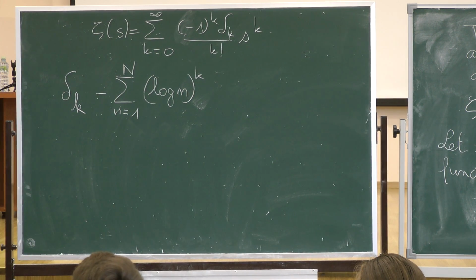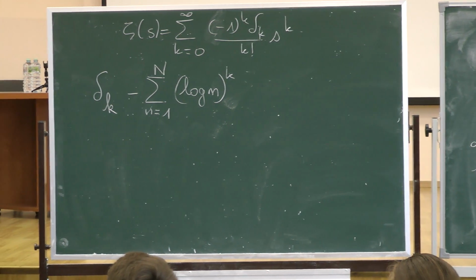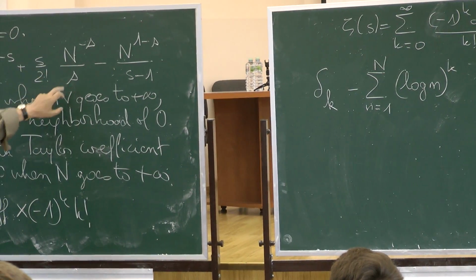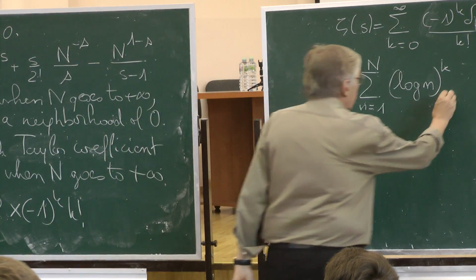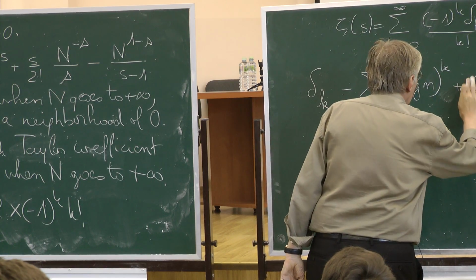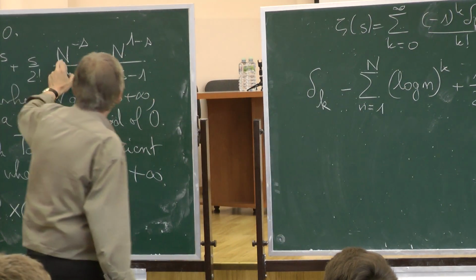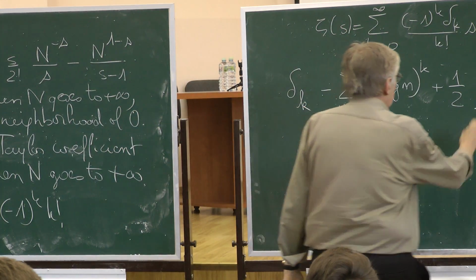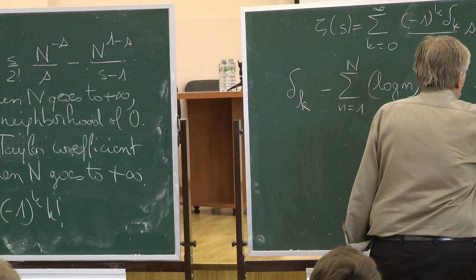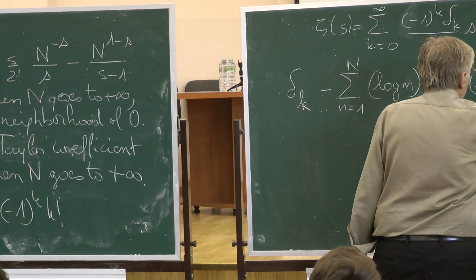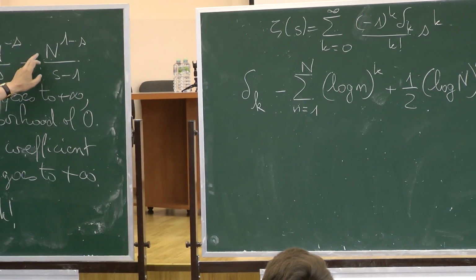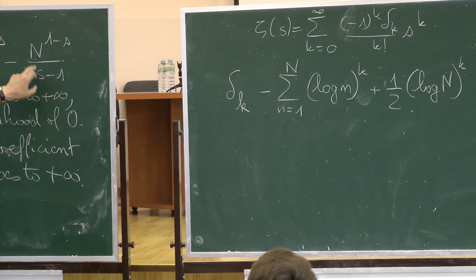Now you have to take the next term. The s cancel, you have a 1/2, and you have just to expand capital N to the minus s. Capital N to the minus s is exactly the same computation as before. It is log N to the power k. Then you have this term.